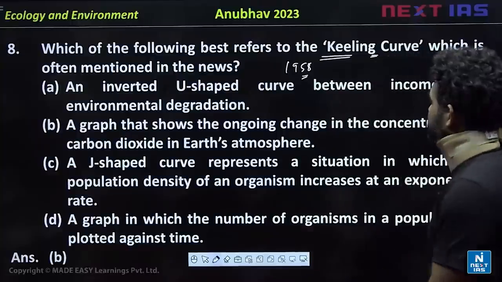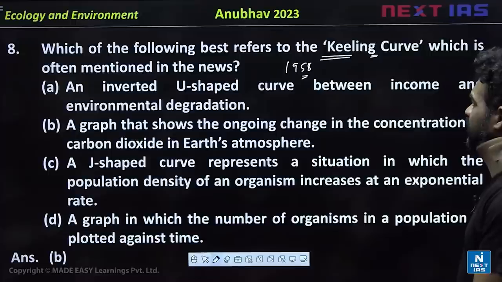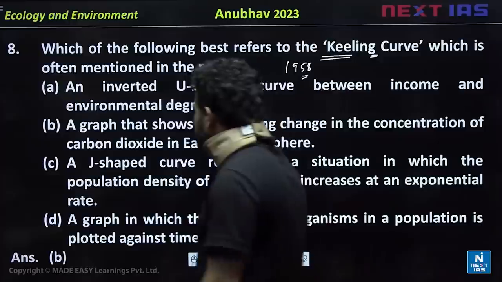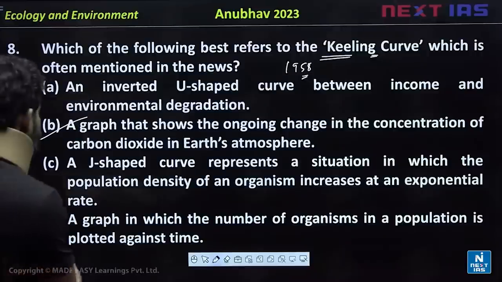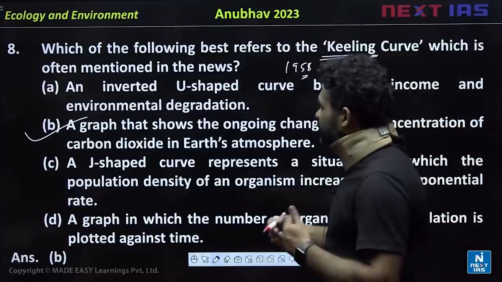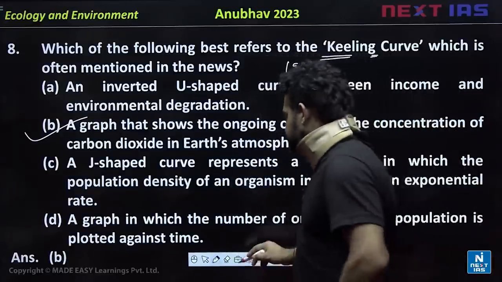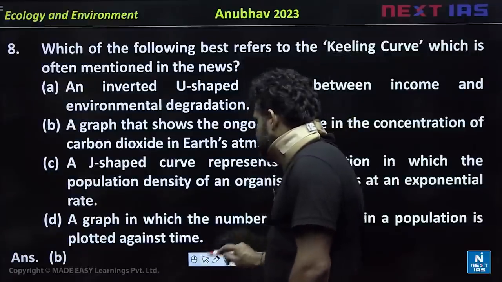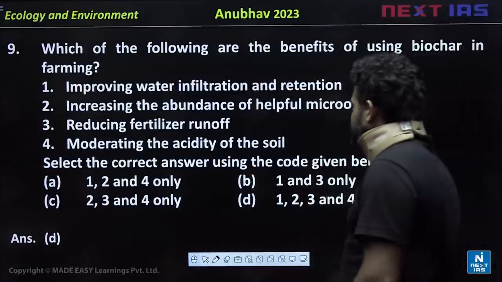So let's see which is the option. An inverted U-shaped curve between income and environmental degradation? No. A graph that shows the ongoing change in the concentration of carbon dioxide in the Earth's atmosphere? Yes, over a period of time. Remaining things are not important. Just remember that the Keeling curve is with respect to this. The additional point is Mauna Loa Observatory, that is in Hawaii Island. Right. Which of the following are the benefits of using biochar?